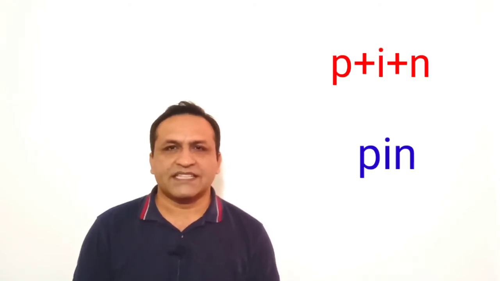Let's blend some more sounds. We have p, i, n, pin, t, i, n, tin. And this is how we blend sounds together to make new words. And when children start doing this, they have the ability to combine the sounds, join them, and make a new word.